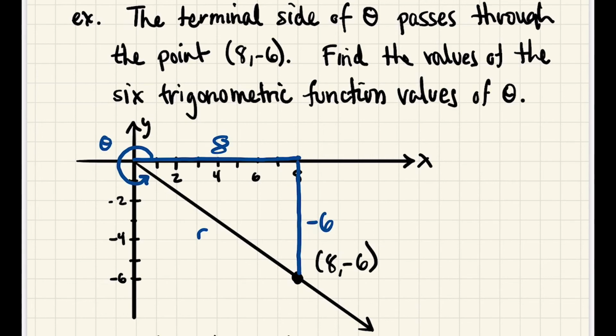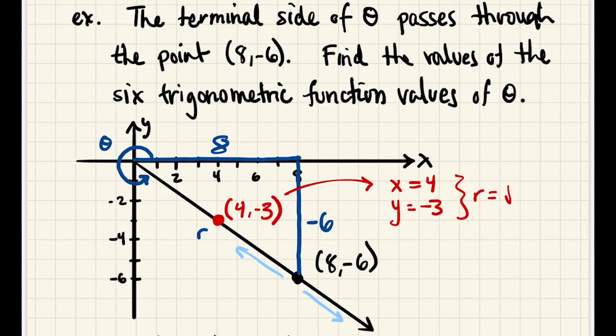The next thing I want to point out is it doesn't matter where on this terminal side we actually choose the point. We chose the point 8, -6. Well, it was given to us. But we could have chosen, say, this point right here, which is the point 4, -3. That would have given us an x value of 4, a y value of -3, and we would have calculated r to be the square root of 4 squared, which is 16, plus -3 squared, which is 9. So that's the square root of 25, which is 5.